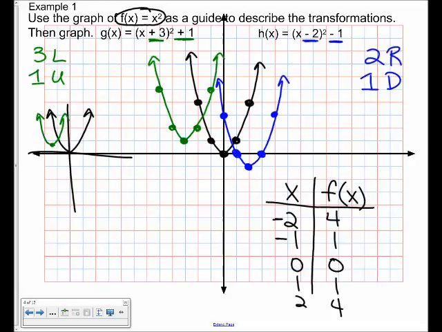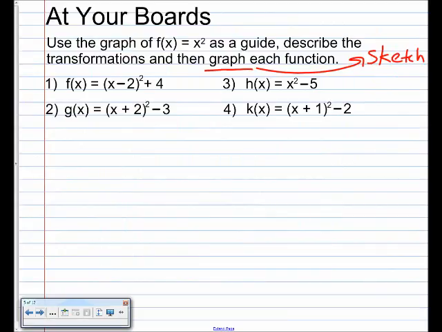It doesn't need to be precise. I just want you to sketch after you say how the parabola is moving. So again, on 1, 2, 3, and 4, say how it is moving, up, down, left, or right, and then sketch the original, that's f of x equals x squared, and then just sketch how you would move it. All right, that's it. All right, so go ahead and stand up and move to your boards.